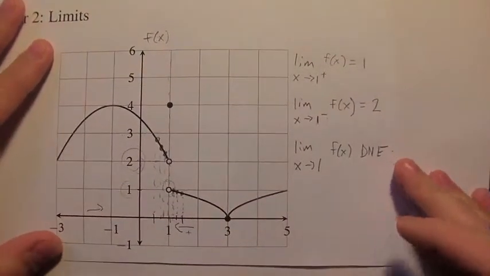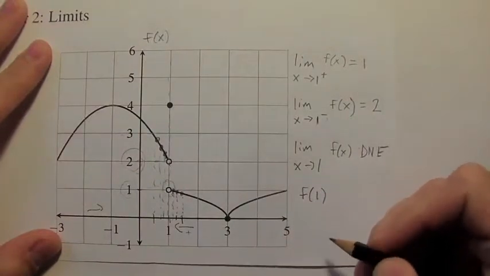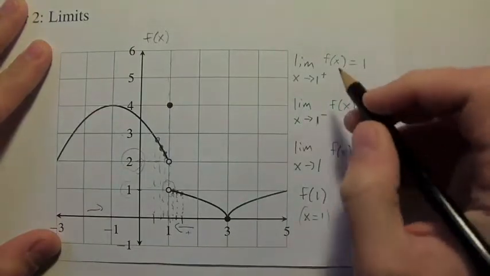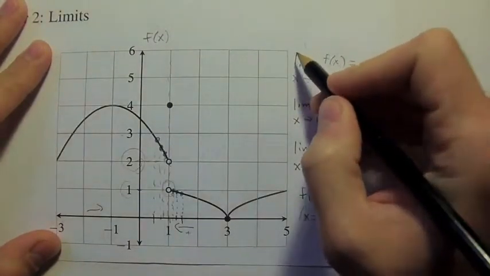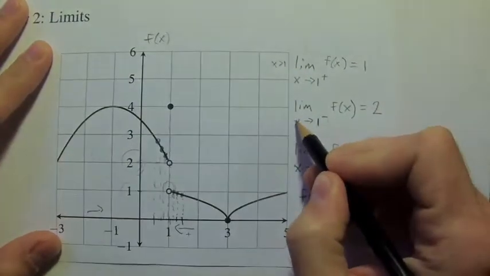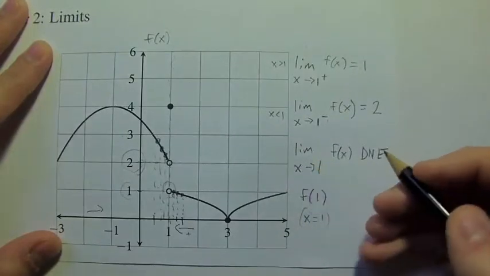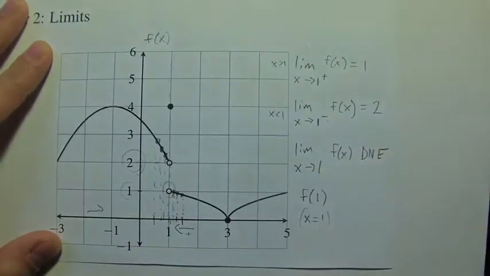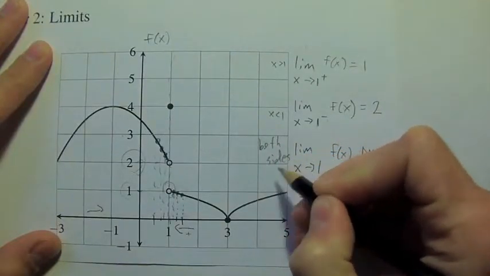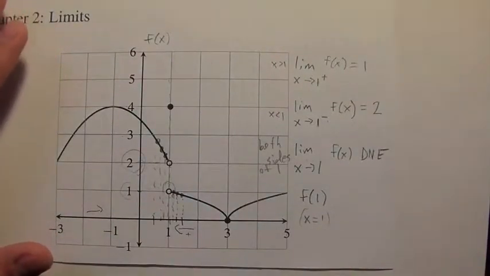And then finally, if I look at f of 1, this is when x is actually equal to 1. Here, from the right, this is when x is actually greater than 1. From the left, this is when x is less than 1. And this limit is from both sides of 1. But this is when x is actually equal to 1.